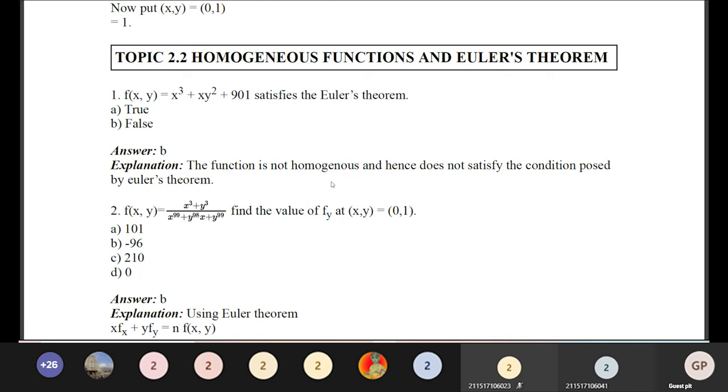But for the third term, the order is 0. Therefore, it is not satisfying Euler's theorem. So, it is false. It is not homogeneous. You understand homogeneous? Power term should be the same for each and every term.